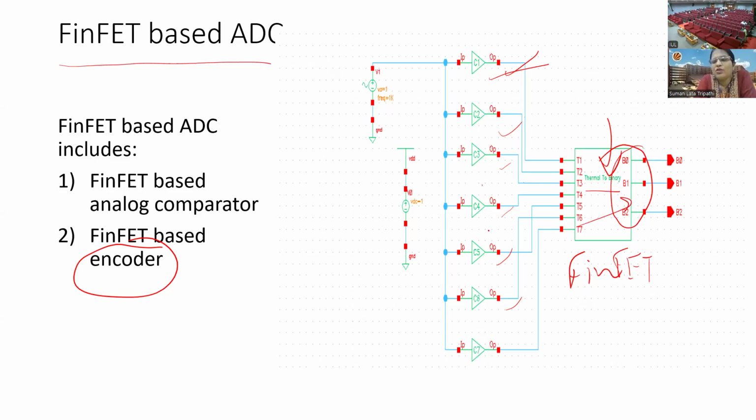But what is the drawback of this kind of architecture? If you increase the number of bits, you need more hardware, meaning more comparators. That's the drawback of this architecture. So designers mostly prefer successive approximation registers, where you also need a digital to analog converter. First you design the digital to analog converter using FinFET technology, and then you can go ahead with the analog to digital converter.